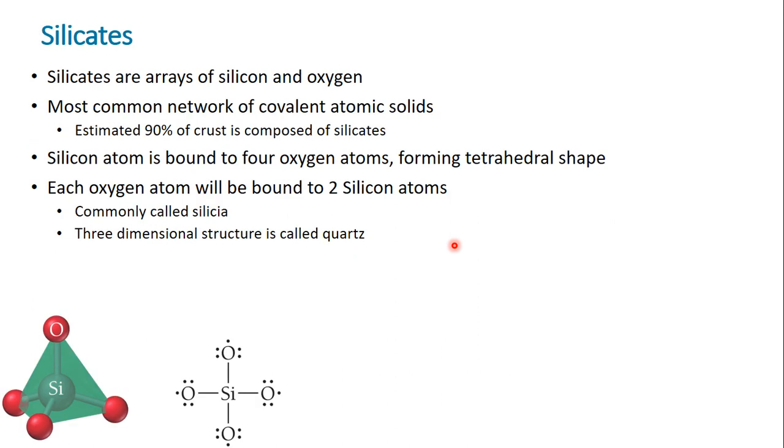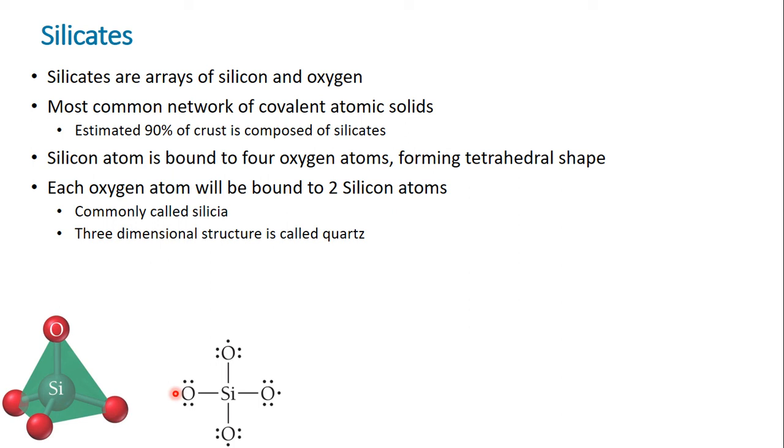And the last compound we're going to look at in this video are the silicates. Silicates are silicon and oxygen compounds. These are your most common network covalent atomic solids. It's estimated 90% of the Earth's crust is made out of these silicate compounds. And the silicate is simply silicon bound to 4 different oxygens.